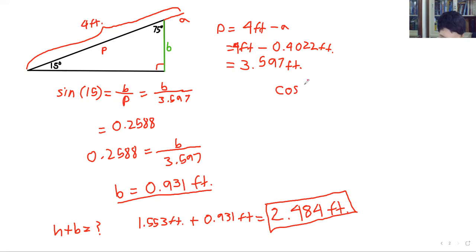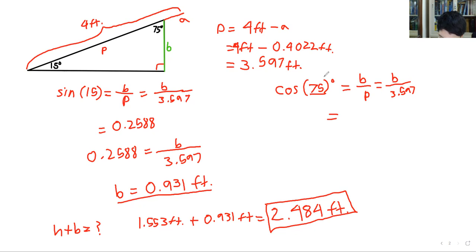Cosine 75 should be equal to b over p because it's adjacent over hypotenuse. So that's still b over 3.597. So cosine 75 must be equal to sine 15, which it is because they are co-functions.